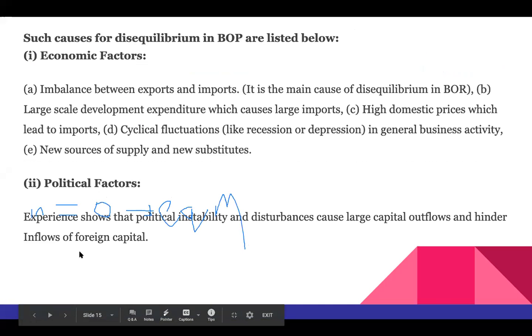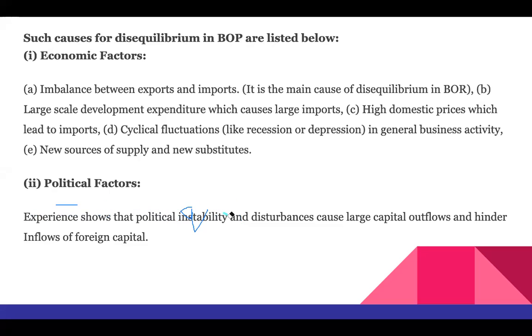The causes we saw were economic factors. When I say economic factors, it is the imbalance between import and export: when you export more and import less, it's a surplus. When you import more and export less, it's a deficit. Then large scale development expenditure, which causes large imports.